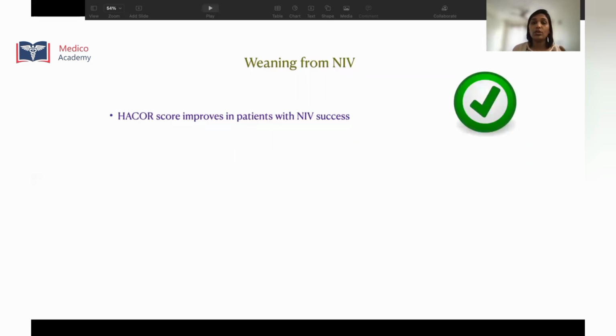So as your HACOR score improves, if it drops to less than 5, then that is a very good indicator of NIV success.